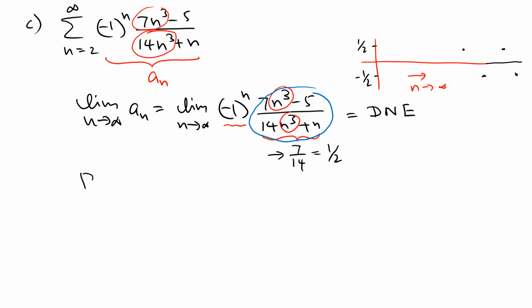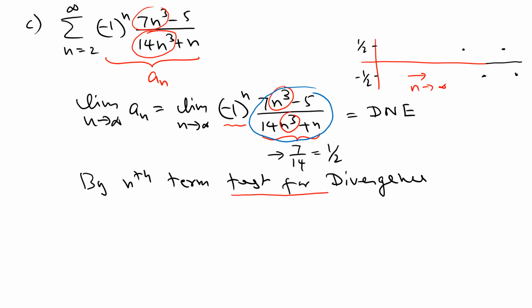So we're going to say by the n-th term test for divergence. Sometimes we call it the test for divergence or the divergence test. All of them are the same. By the n-th term test for divergence, the original series sigma a_n diverges.